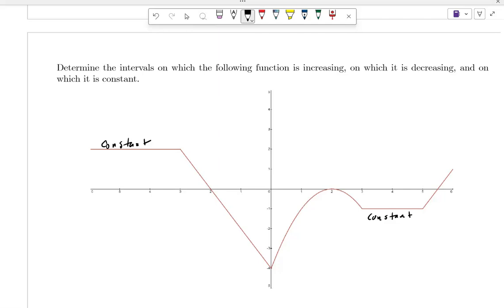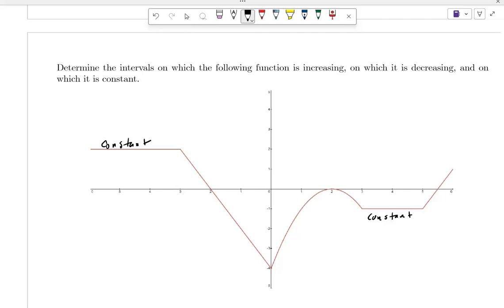So when we're looking for increasing and decreasing, we always read from left to right and look at what the function is doing as you go from left to right. The reason why we're reading from left to right is because from left to right, the x's go up, right? So as the x's go up, we're trying to figure out what the y's do.